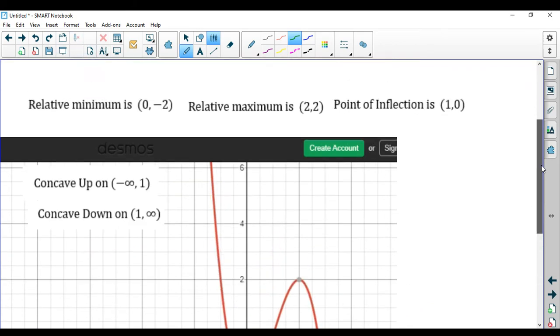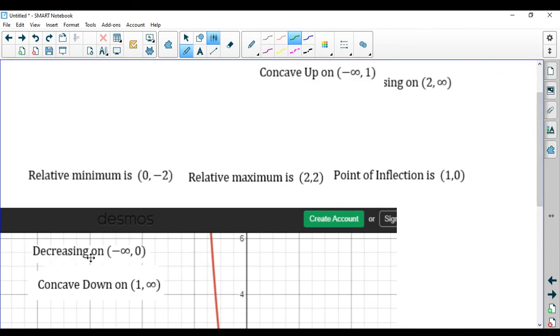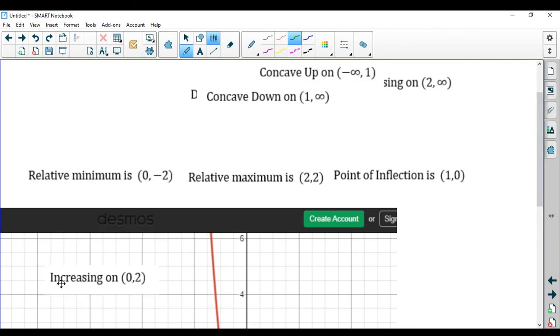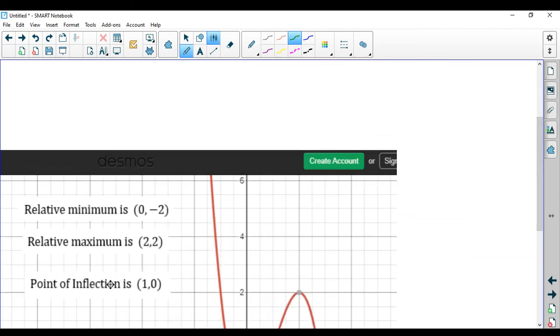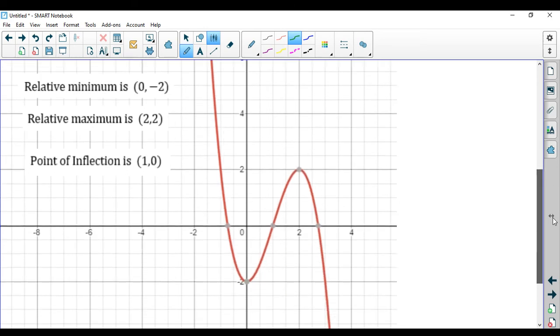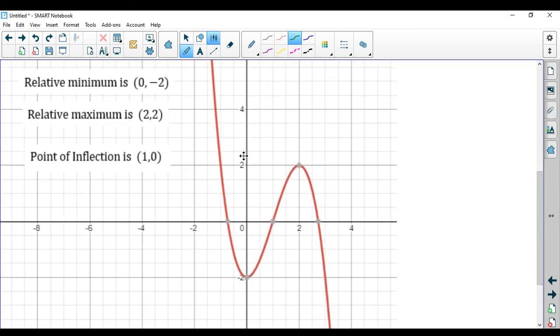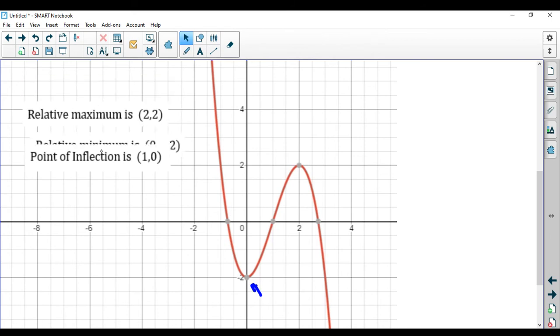Next, we want to check our relative mins, max, or relative extrema, and our point of inflection. So we determined there's a relative minimum at 0, comma negative 2. 0, comma negative 2 is right here, and that is in fact a relative minimum.